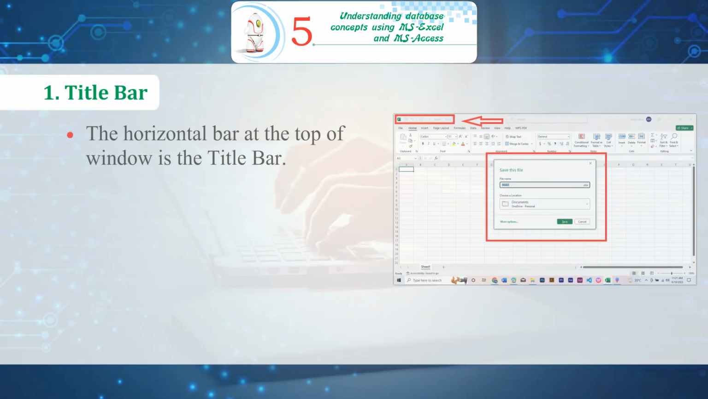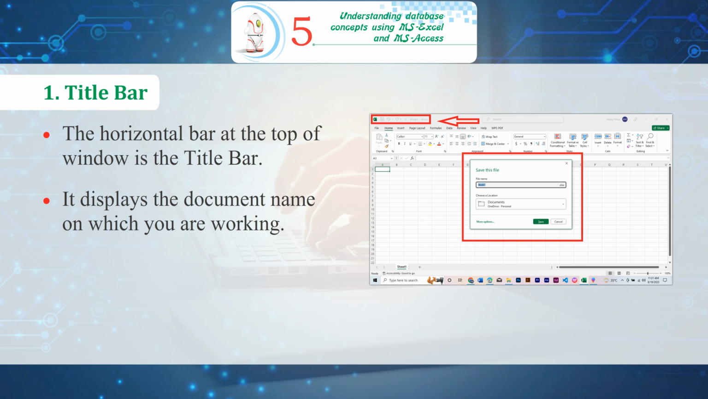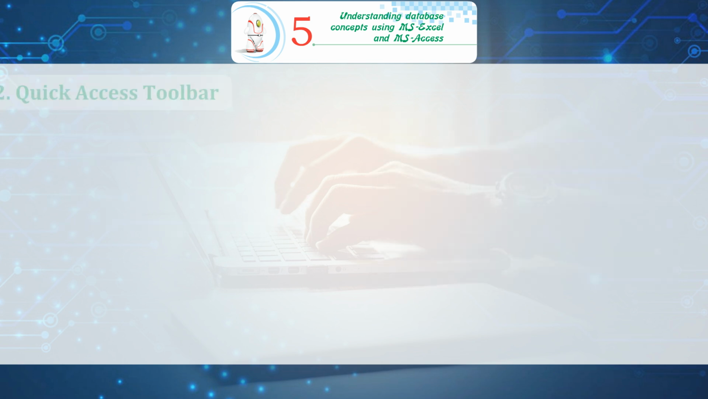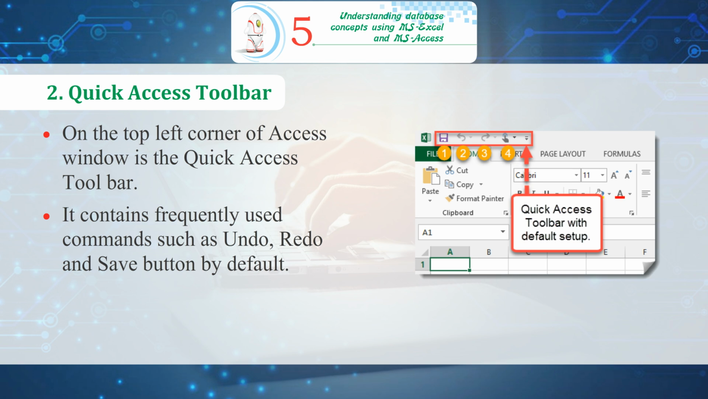1. Title bar. The horizontal bar at the top of window is the title bar. It displays the document name on which you are working. 2. Quick Access Toolbar. On the top left corner of Access window is the Quick Access Toolbar. It contains frequently used commands such as undo, redo and save button by default.